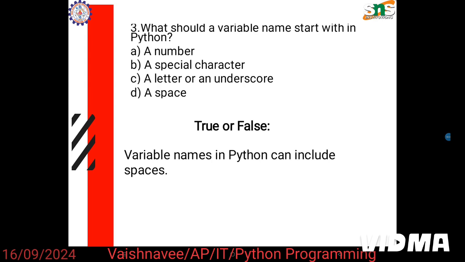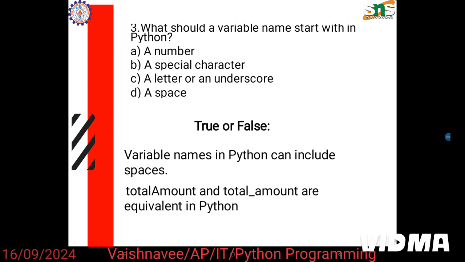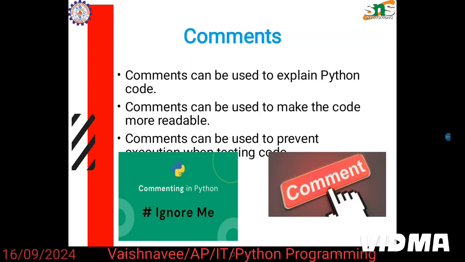Now let us see about true or false. Variable names in Python can include spaces. As we know, a variable cannot have a space, so it is false. Total amount and total underscore amount are equivalent in Python. False, because we already said that it is case sensitive. So both statements are false.